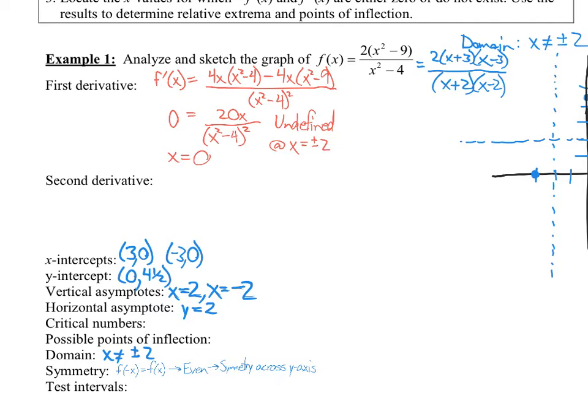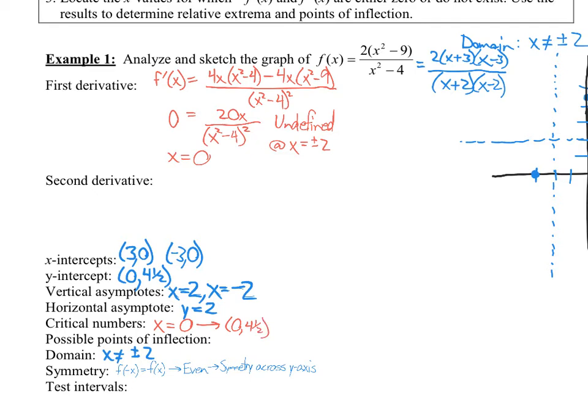Aha. This is why we want our domain first, right? Our domain said x could not be plus or minus 2. So, yes, the derivative is undefined there because the whole function is undefined there. When I'm listing out critical numbers, the only critical number I'm going to get is x equals 0. That means my y-intercept happens to be a critical point, and the only critical point that we've got. So (0, 4.5) is a critical point.